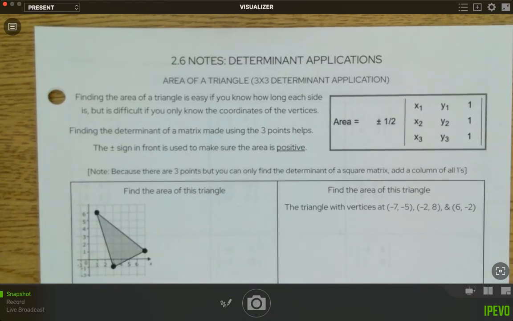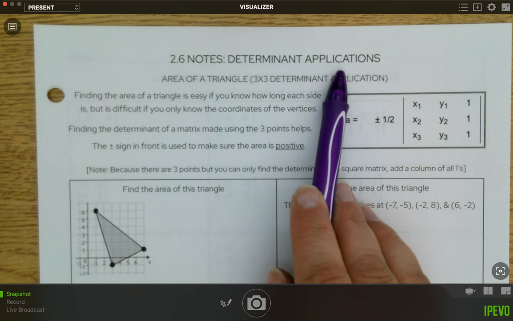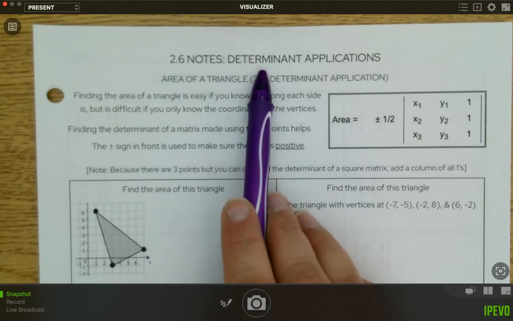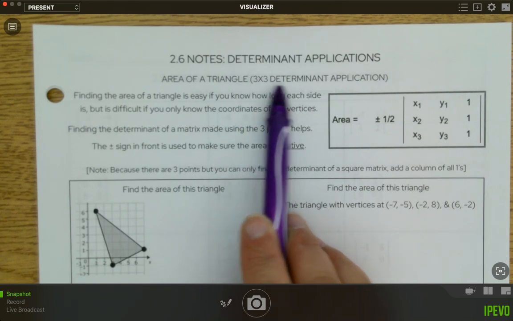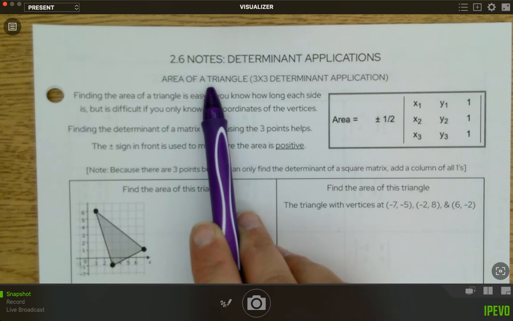Welcome to our notes about determinant applications. If you have not watched 2.5, go ahead and do that first because you already have to know how to find a determinant in order to understand these notes. The first application we're going to talk about is a 3 by 3 determinant application, and it helps you find the area of a triangle.